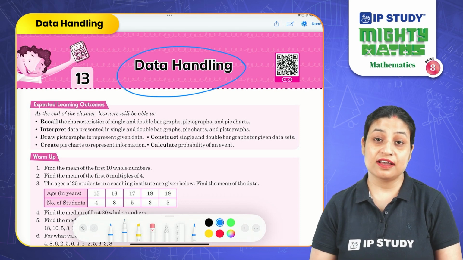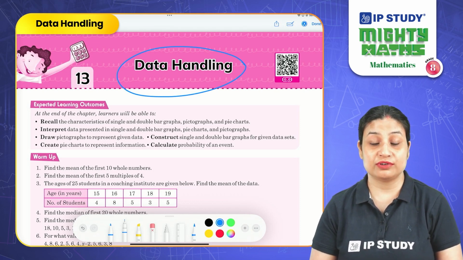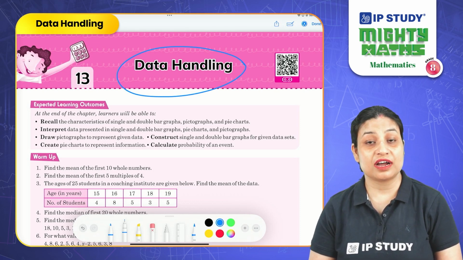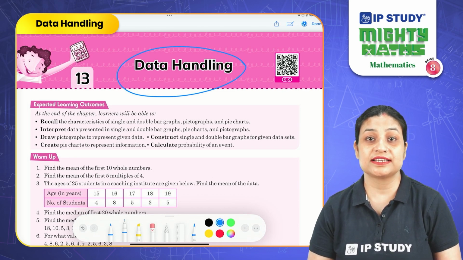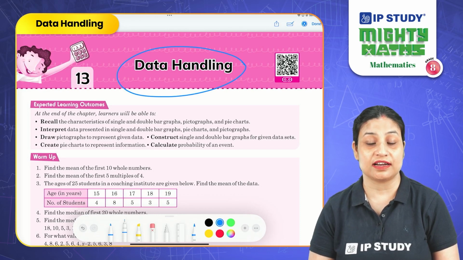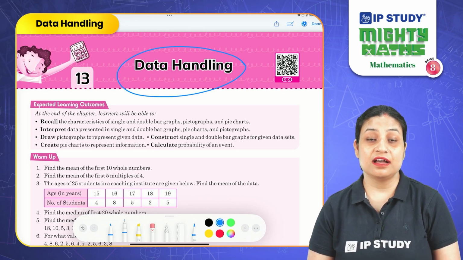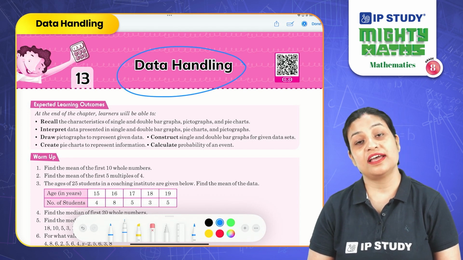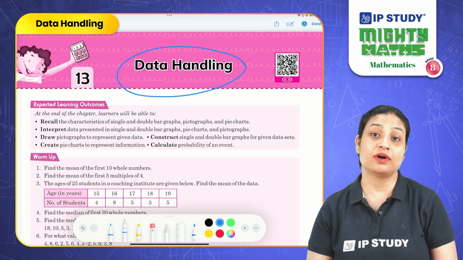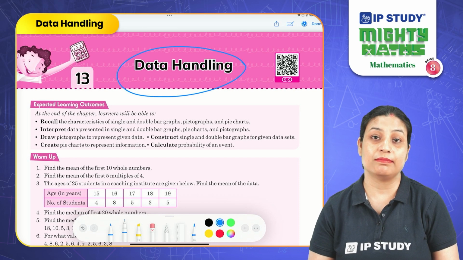In that case, first we will discuss what are pictographs, how to draw a pictograph and how to interpret or read a pictograph. Then we will be discussing what are bar graphs and how to use a bar graph to represent data. Then we will be seeing how to interpret data using a bar graph. Then we will be discussing how to compare two datasets using a double bar graph.